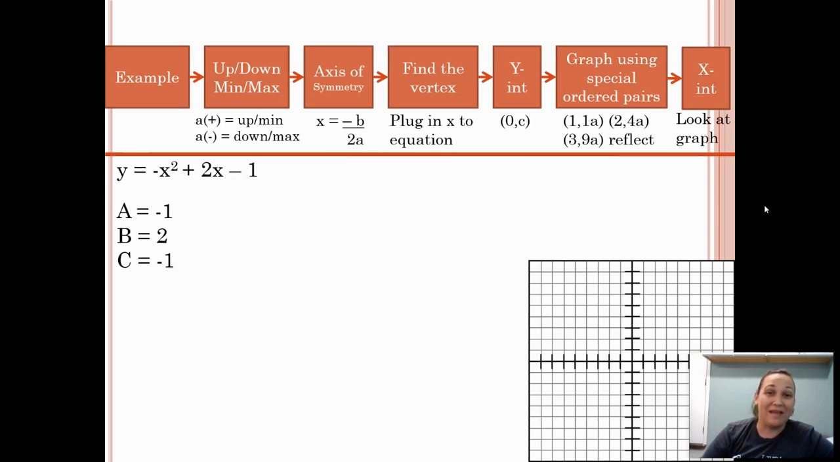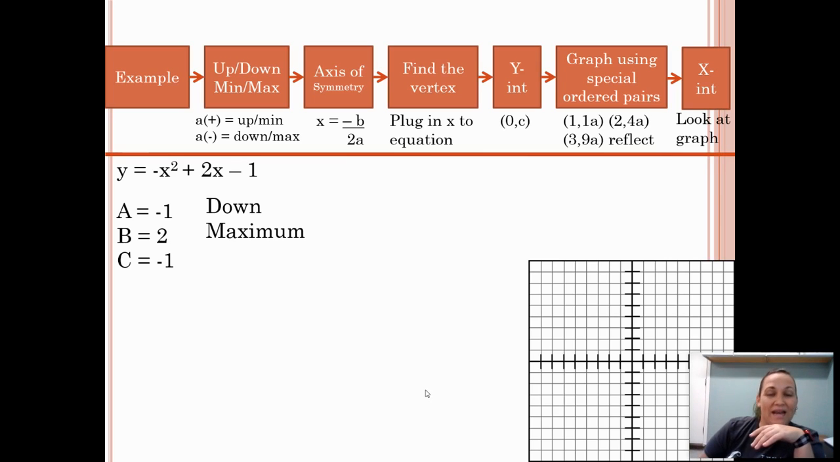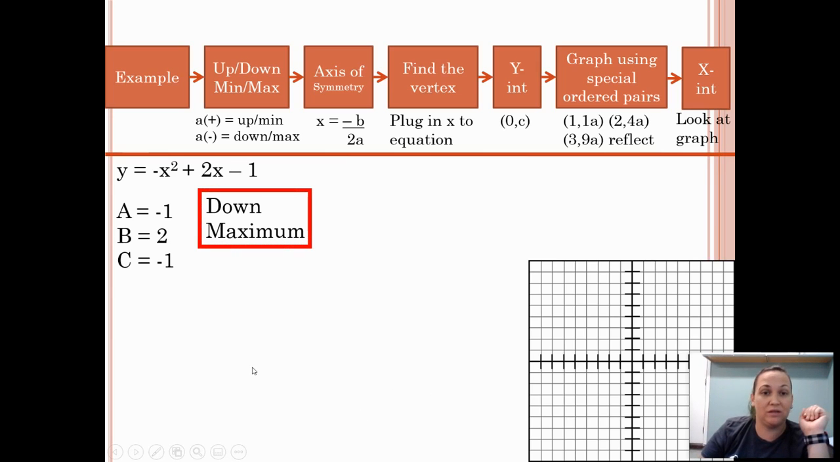Now that I've identified my a, b, and c, I can answer my first two questions. Does it open up or down? And does it have a min or max? Since my a is negative 1, my parabola opens down. It's going to be an upside down U shape, not a right side up U shape. Anytime a parabola opens down, it has a highest point, or a maximum. The top of the U is the maximum point. So, down and max.